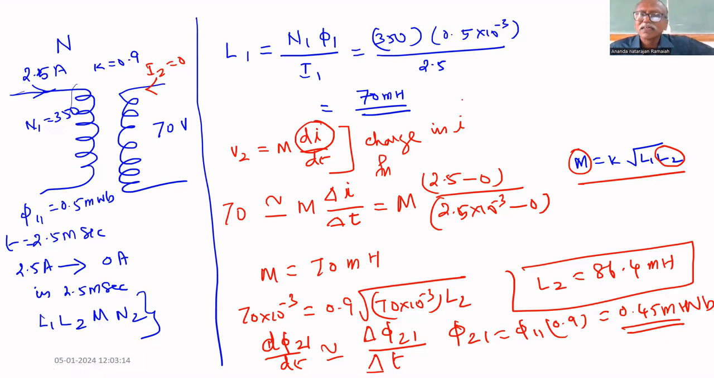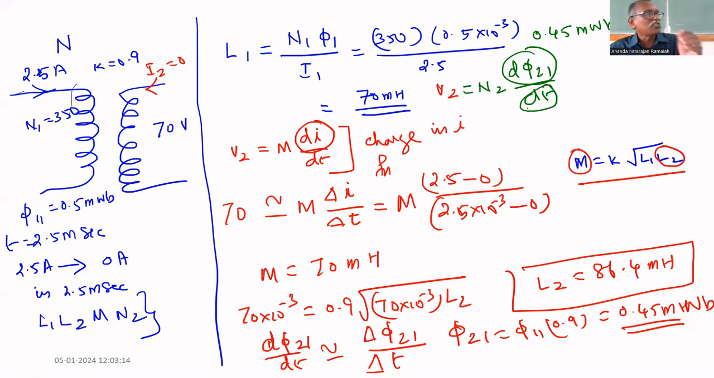So what we get is V2 equal to N2 multiplied by d phi 21 by dt. We know the flux is 0.45 milliweber, and in how much time does the current become 0? 2.5 milliseconds. Therefore, the flux also becomes 0. That's why 2.5 into 10 power minus 3. N2 we do not know. V2 is 70, 70 volts generated in the second coil. If you substitute, you will get N2. N2 equal to 388 turns.